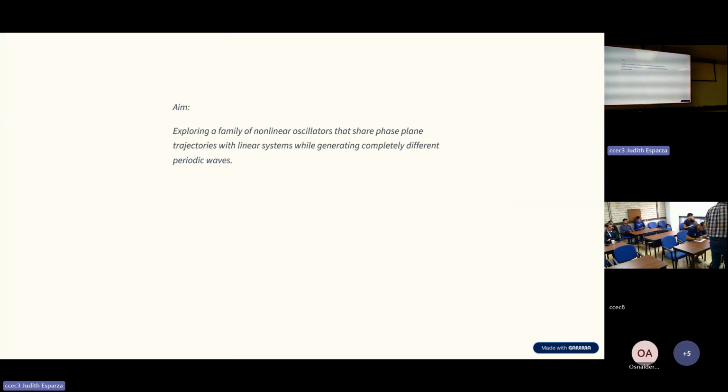We begin. The aim of the talk is exploring a family of nonlinear oscillators that share phase plane trajectories similar to those produced with linear systems, but the difference is we can generate completely different periodic waves.